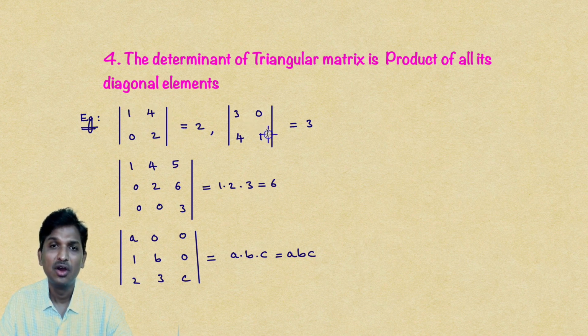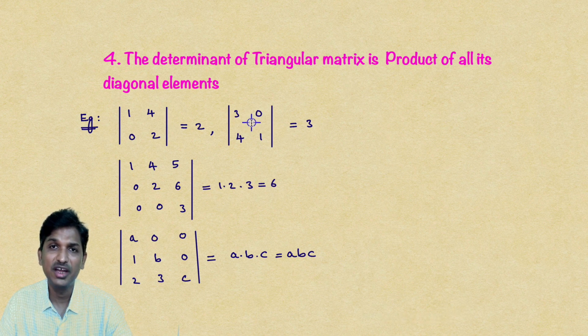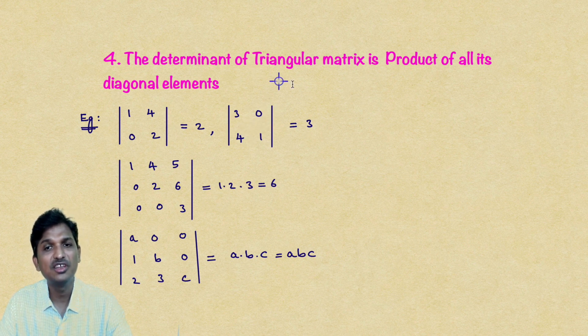You observe here, all the elements above the diagonal are 0. So this is a lower triangular matrix. If a matrix is a lower triangular matrix, then we can say it is a triangular matrix. You observe here, this is the determinant of a triangular matrix. What is this property saying? The determinant of a triangular matrix is the product of all its diagonal elements. 3 into 1 is 3. Without expanding, directly we can say.